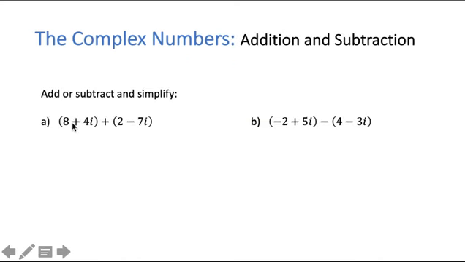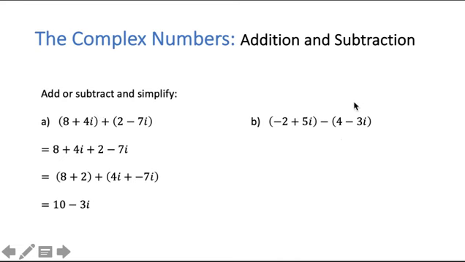So if we're going to add or subtract, for example, 8 plus 4i plus 2 minus 7i, I bet you intuitively know what to do. So if you were thinking, I'm going to add the real number parts, 8 plus 2, and the imaginary parts, 4i plus negative 7i, then you were exactly right. And so that answer should be 10 minus 3i. 8 plus 2 and 4i minus 7i is negative 3i.